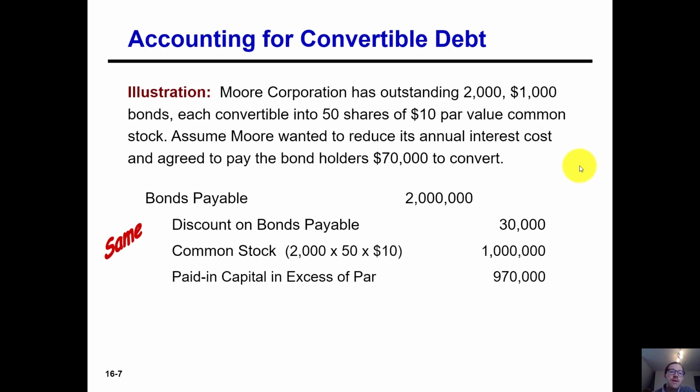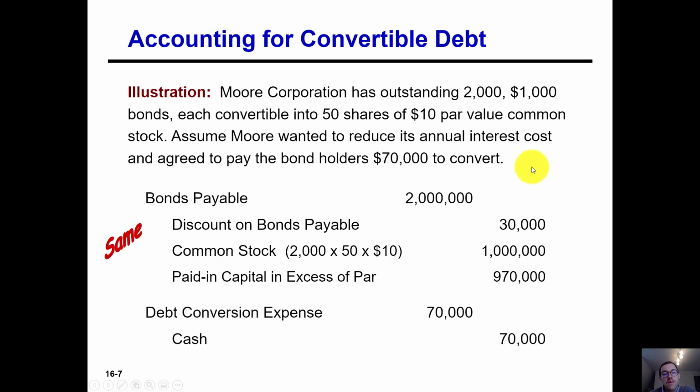If you do use a sweetener, when you do the conversion, the accounting is exactly the same. The only difference is before this transaction, you would have an expense of $70,000 in this case for your sweetener, and it would be called debt conversion expense.